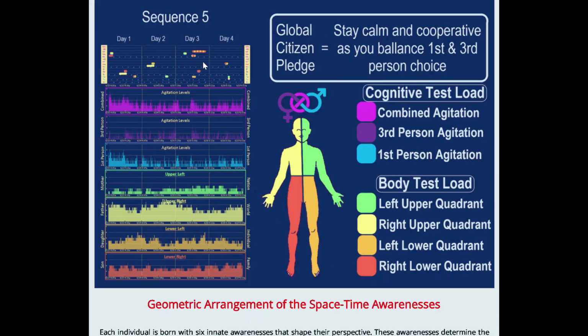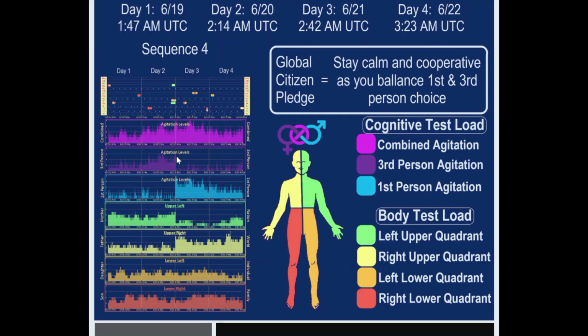Here we go. Here's sequence 5. I want you to see in sequence 5 how electromagnetics come down. Agitation levels are going to drop off. So we're going to have some climactic events that are going to happen in the collective reality that we all share.